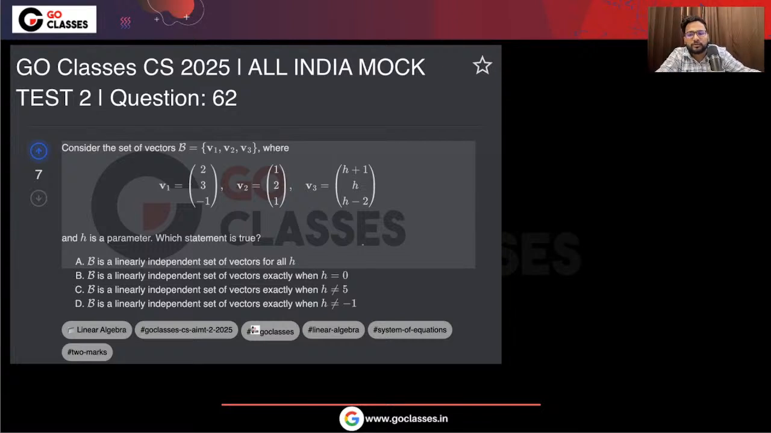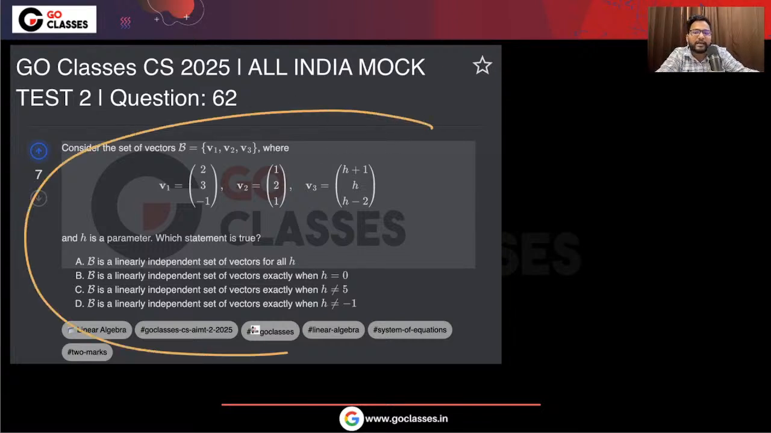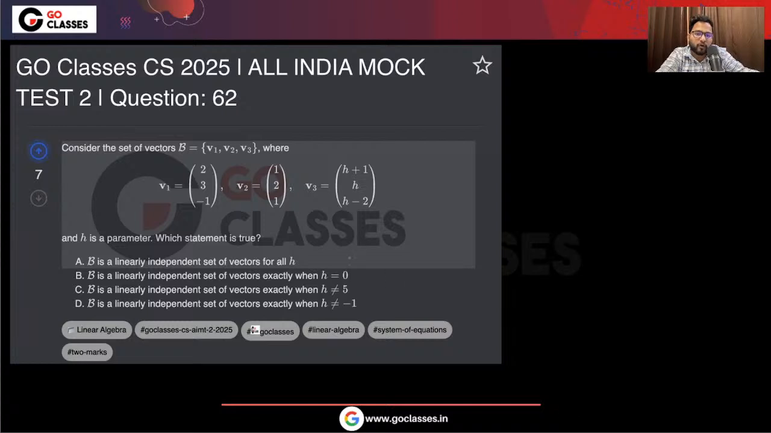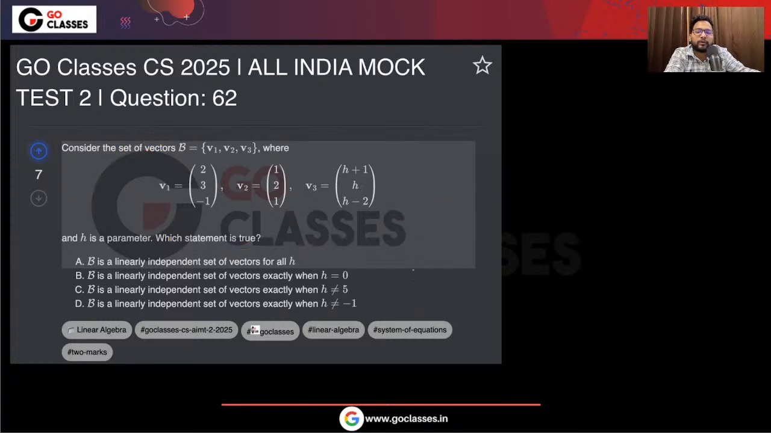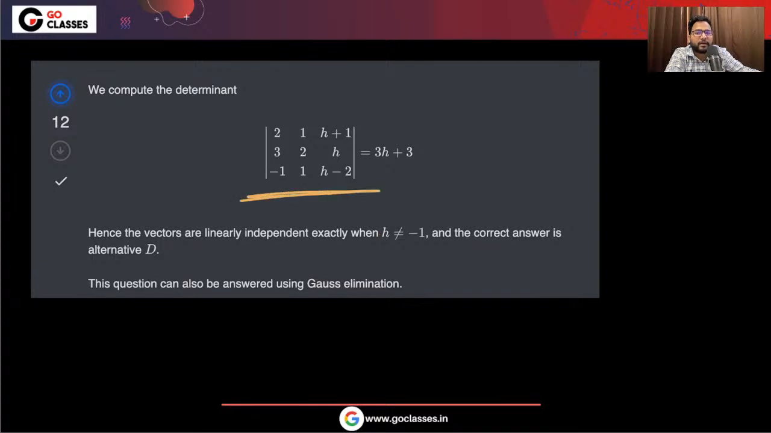Now let's solve this question. What they're saying is that B is a linearly independent set of vectors for what value of H? To solve this question, if you want linearly independent vectors, then you want the determinant to be non-zero. So if you find the determinant, and the determinant is this, then you want H to be not -1. If H is not -1, then D is the correct answer.